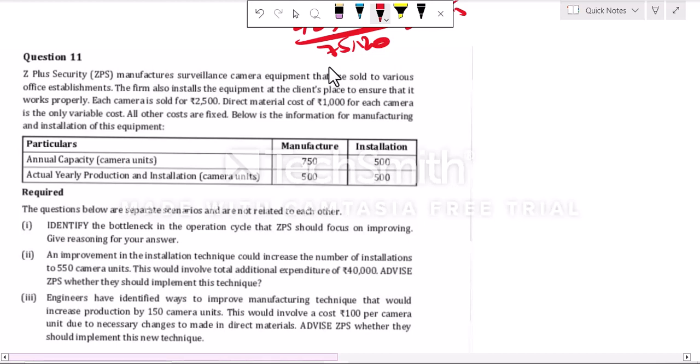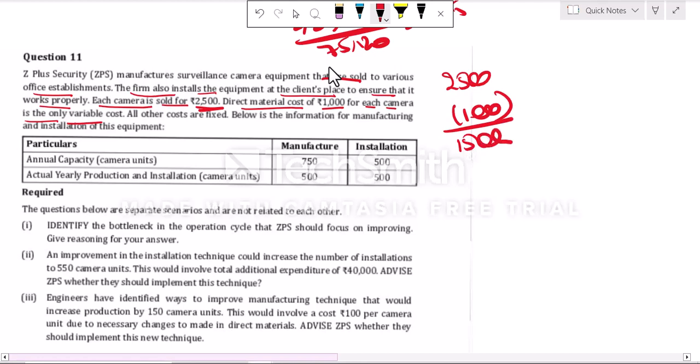ZPS manufactures surveillance camera equipment that is sold to various office establishments. The firm also installs the equipment at the client's place to ensure that it works properly. Each camera is sold for 2500 rupees and direct material cost is 1000 for each camera, which is the only variable cost. So 2500 selling price and 1000 is the material cost. So 1500 is the contribution. All other costs are fixed.